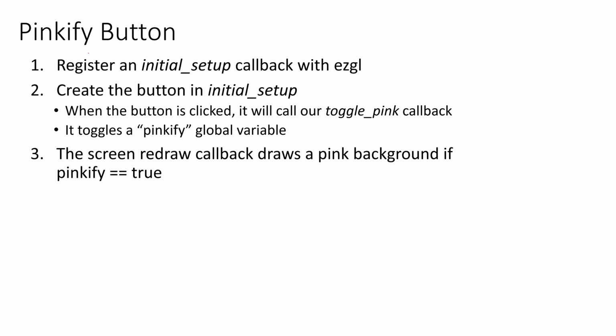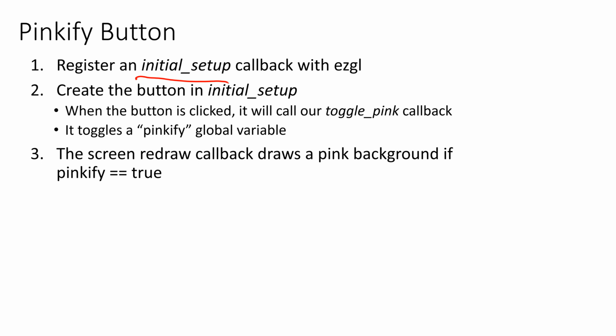I'm going to make a pinkify button. What this button is going to do is when you click on it, it's going to make the background pink. Click on it again, it'll make the background white again. So what do I need to make that happen? First I need to create this button. EasyGL won't create this button by default. I have to ask for it.